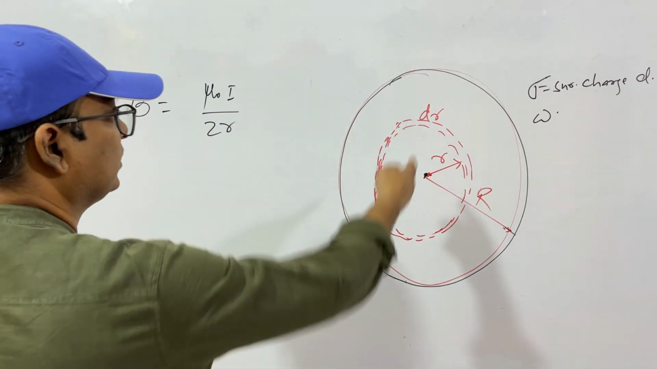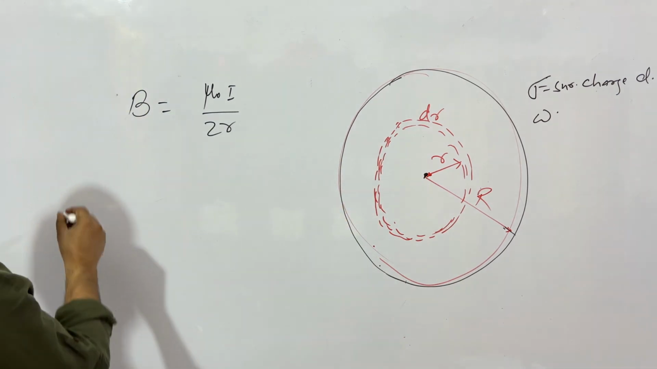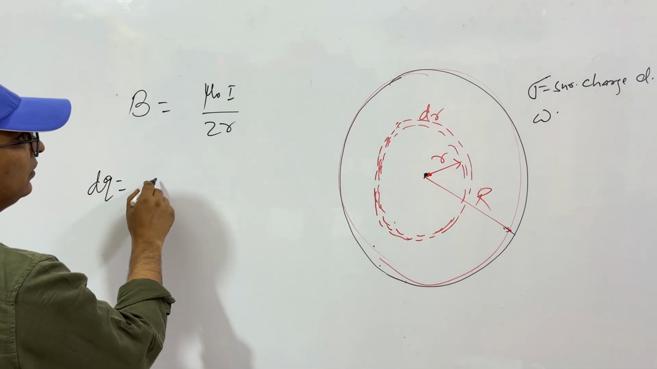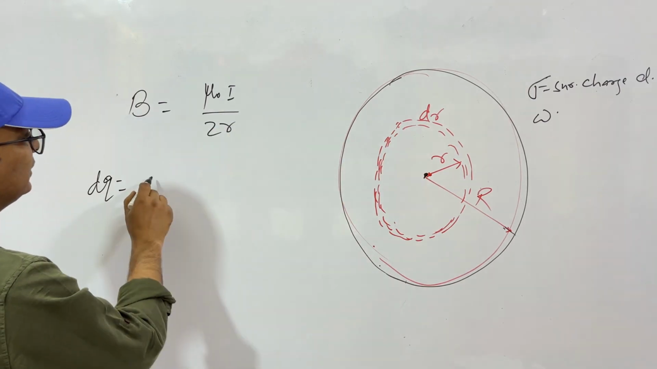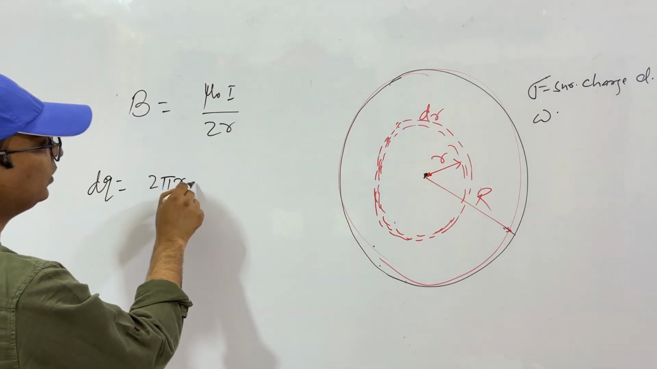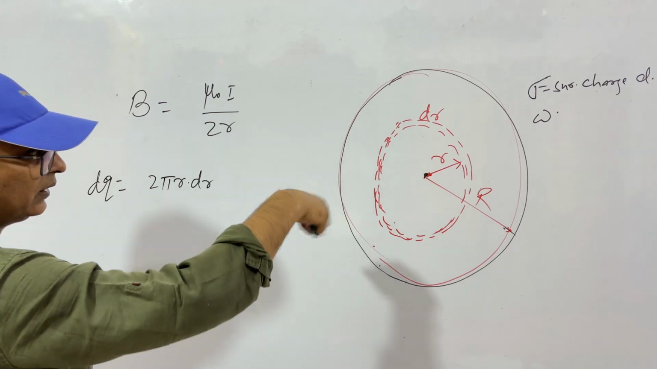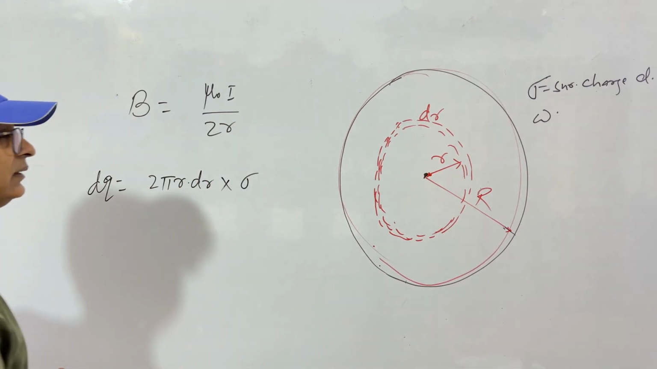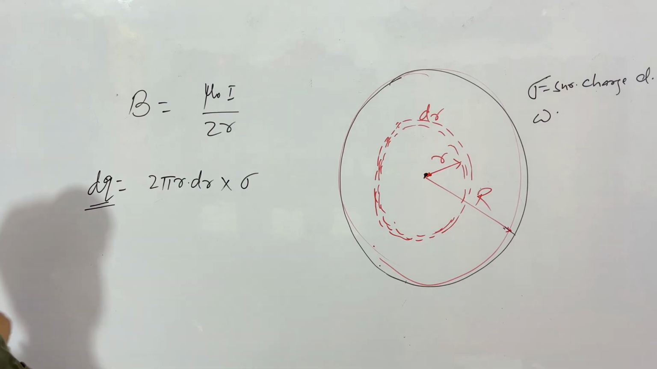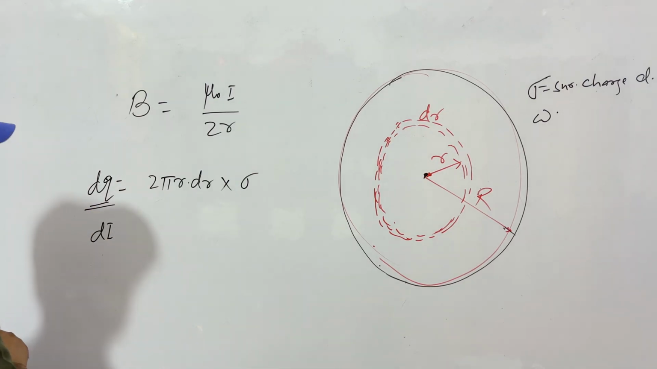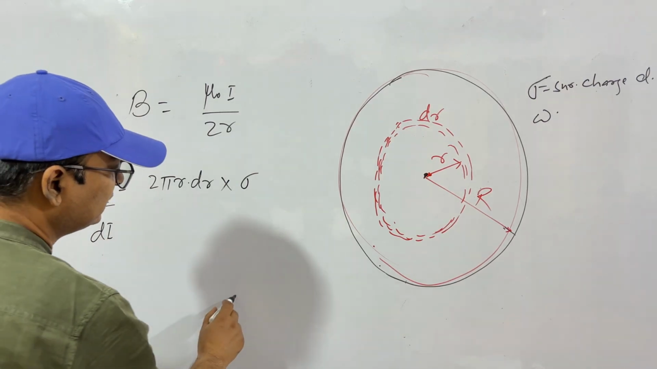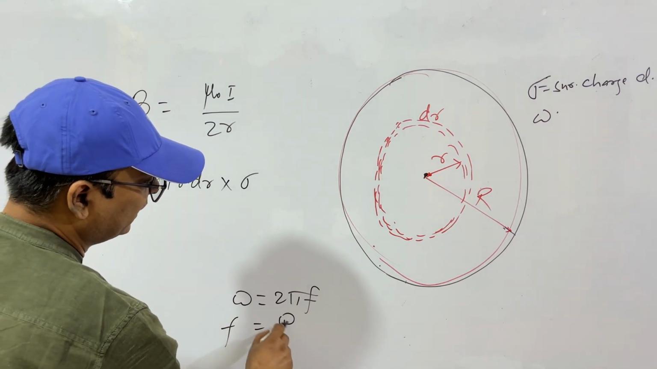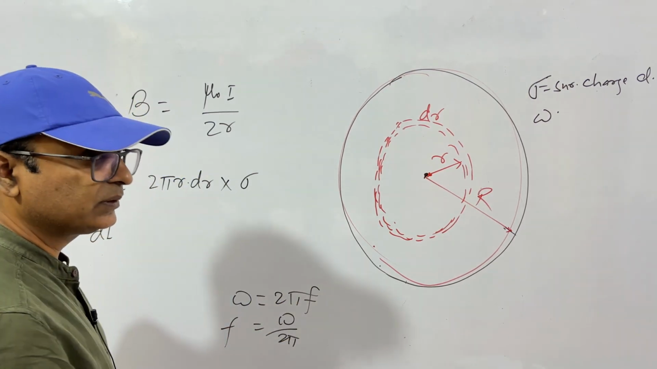What will be the charge on this circular loop? Let's say that small charge dq is given as area into surface charge density. The area will be 2 pi r into dr, where 2 pi r is the circumference and dr is the thickness, into surface charge density sigma. So this is the small charge. What will be the small current due to this charge? Omega is given as 2 pi f, so frequency is omega by 2 pi, and the unit of frequency is per second.